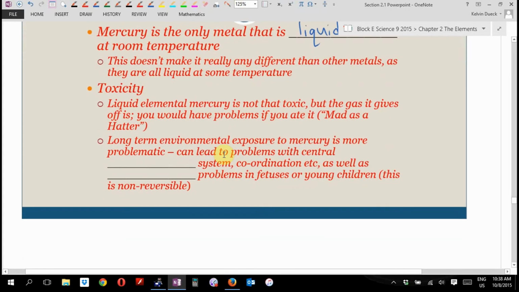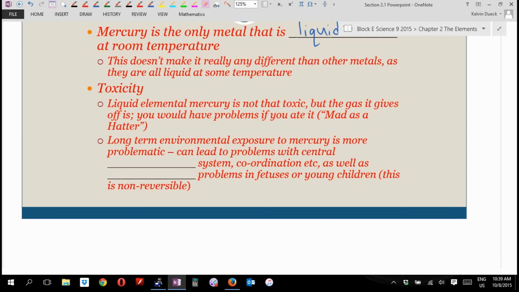Toxicity. Liquid elemental mercury is not that toxic, but the gas it gives off is. You would have problems if you ate it. There's the expression, mad as a hatter, and that came from back 100, 150 years ago. The felt hats that were made, the mercury was rubbed onto the felt hats as a preservative, and these hat makers were inhaling it all the time, and it does make you go loopy. That's where the expression comes from, and if you watch Alice in Wonderland, the Mad Hatter comes from that expression.